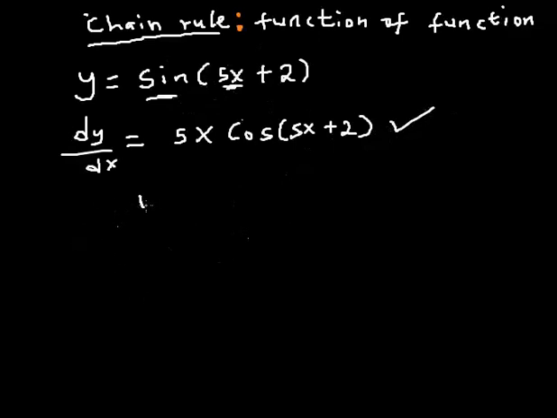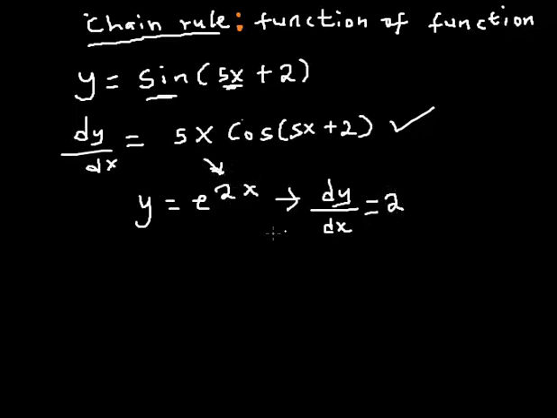Now this is one example. Let's look at another example. Let's say I've been given exponent 2x, and you have to find dy/dx. The very first thing I'm going to do is look at the linear function, then find its derivative. The derivative of 2x is 2. Then the derivative of exponent 2x is still going to be exponent 2x. As simple as that.